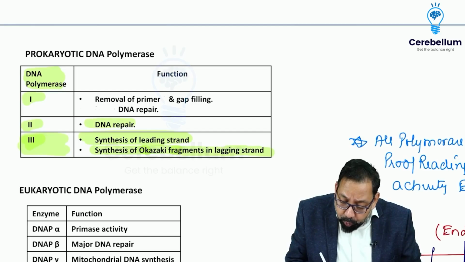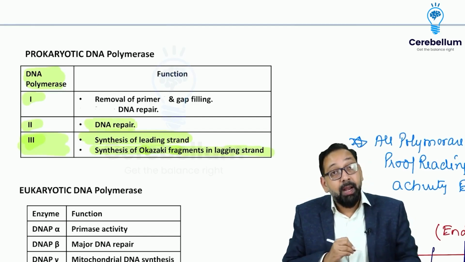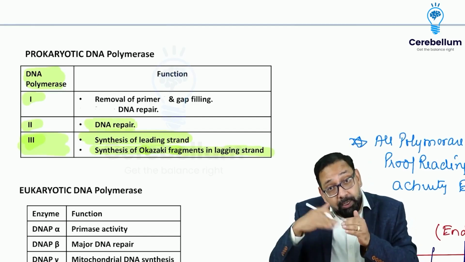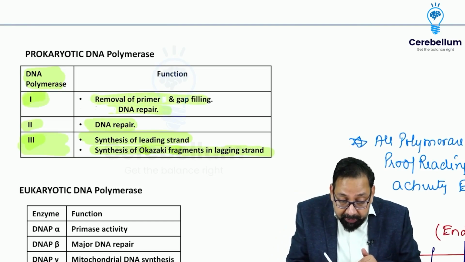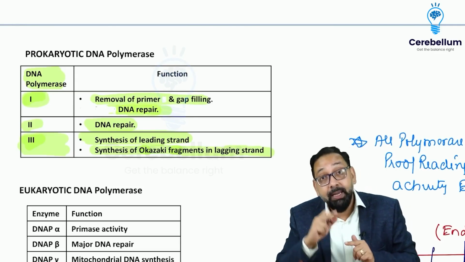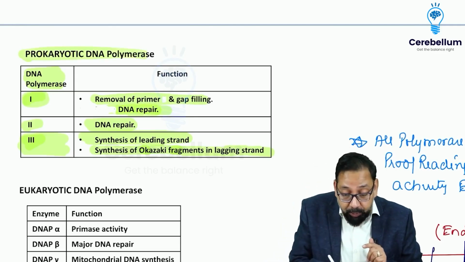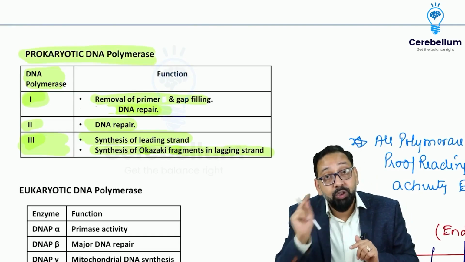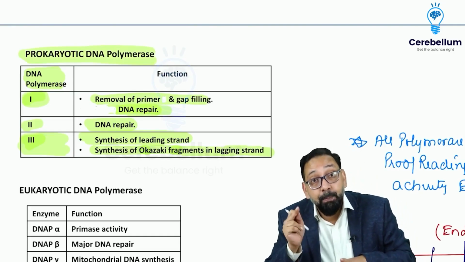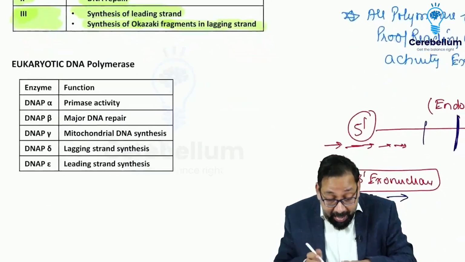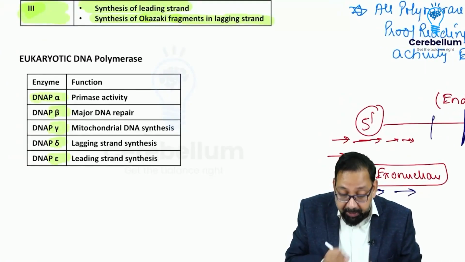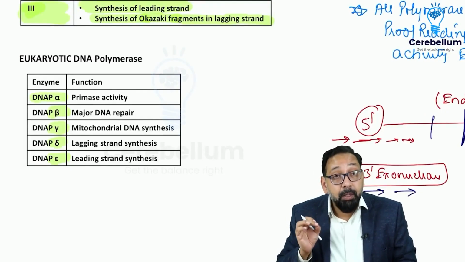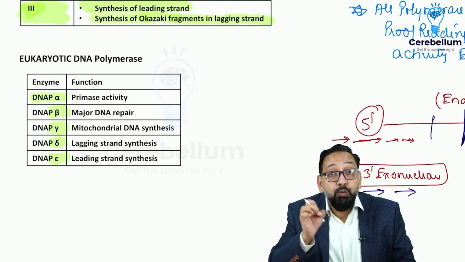DNA polymerase 2 does DNA repair. DNA polymerase 1, I told you, removes the primer and fills the gap. DNA polymerase 1 also has a role in DNA repair. So this is about prokaryotes, named 1, 2, 3. But in eukaryotes, polymerases are named alpha, beta, gamma, delta, epsilon. So how will you remember which polymerase does which function?